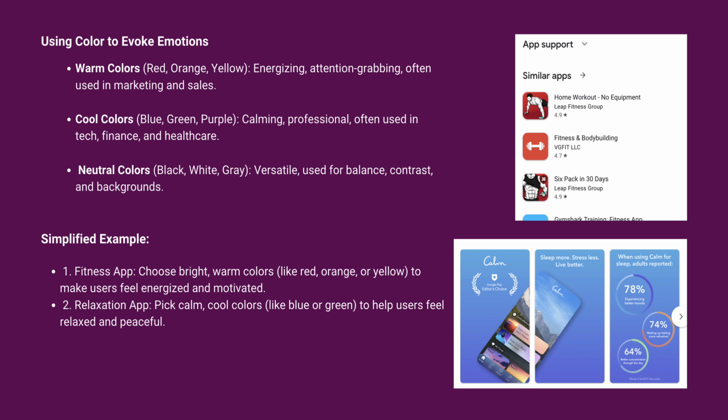We have the neutral colors, which are black, white, and gray. These colors are versatile and are used for balance, contrast, and background. We have a simplified example here, the fitness app and the relaxation app. At the top here, you notice they use colors like red and orange. We have the relaxation app, which utilizes the blue color. If you notice here, there's a touch of a green color here.